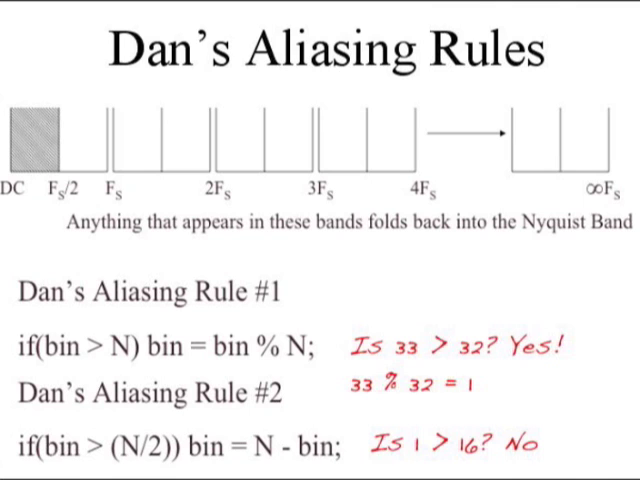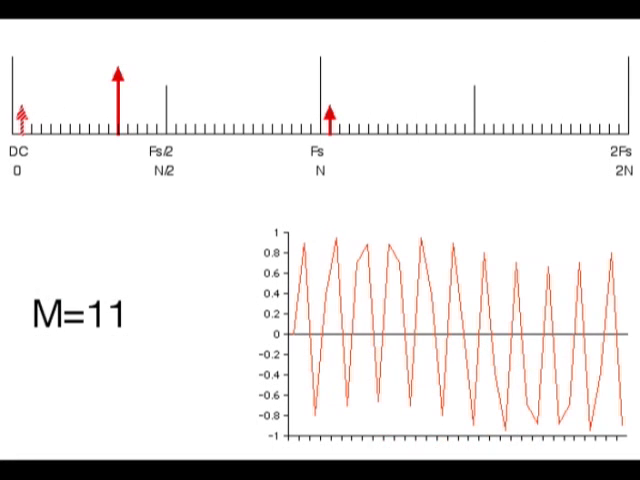Now we still have to run through rule number 2. Is 1 greater than 16? The answer is no, so we don't have to apply it. So Dan's aliasing rule shows that when the third harmonic goes into bin 33, 1 above n, it aliases back into the Nyquist band at bin 1, that is 1 over the DC bin.